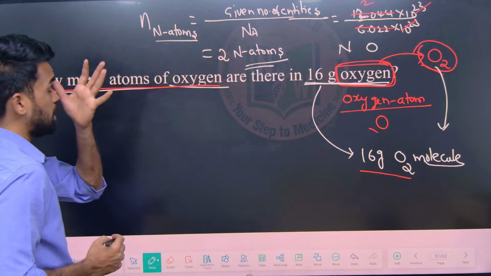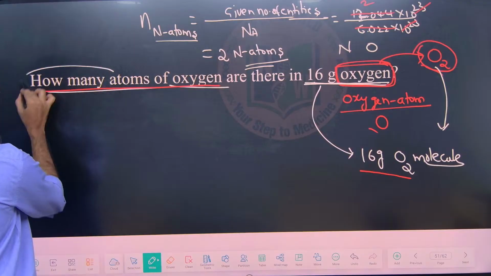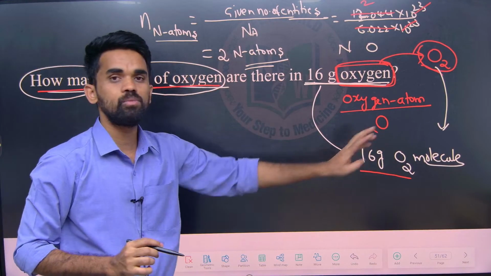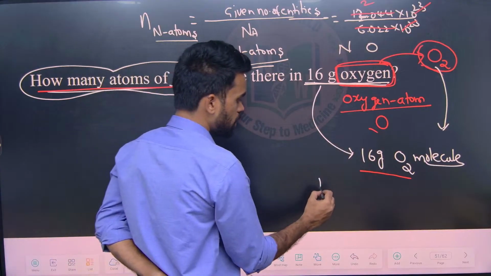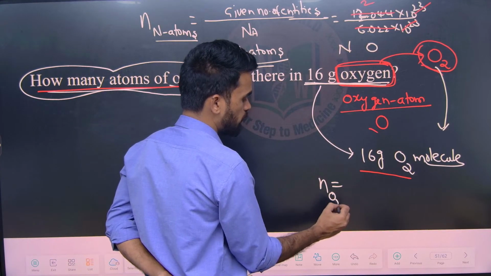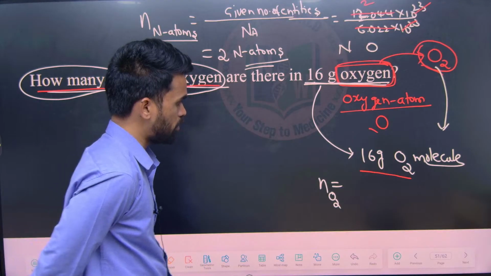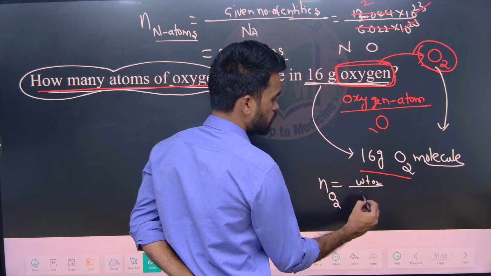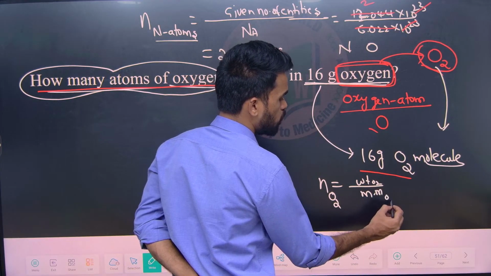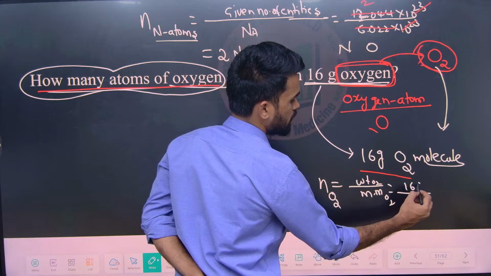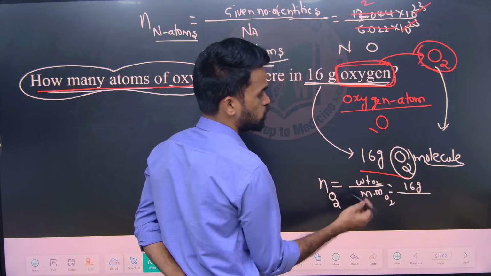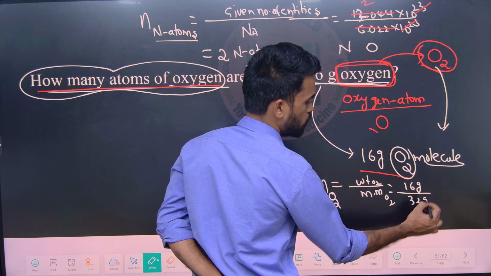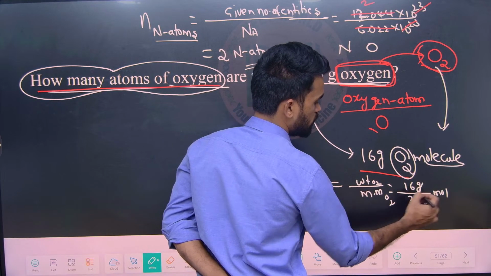Okay, the next thing is that they are asking how many atoms are there. First you calculate how many moles it will be. Moles of O2 I am finding. Number of moles of O2 is given weight of O2 divided by molar mass of O2. Given weight is 16, and the molar mass of O2, with 2 oxygens, is 2 into 16, that is 32 grams per mole. So it will be half mole.